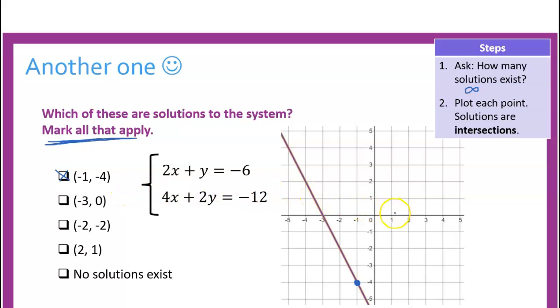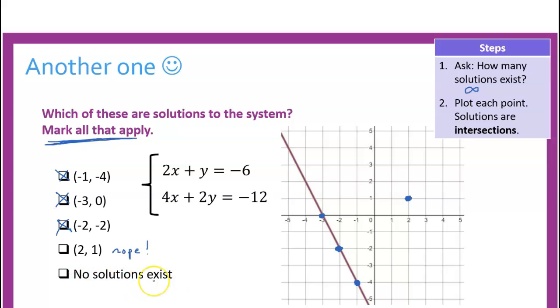-3, 0. Let's see, -3 on the x, 0 on the y. Yep, that's on the line. -2, -2. So -2 x, -2 y. Also on. Man, is this going to be all of them? 2, 1. So this is +2, +1. Now that one is not on the line. That's somewhere else. So this is not a solution.